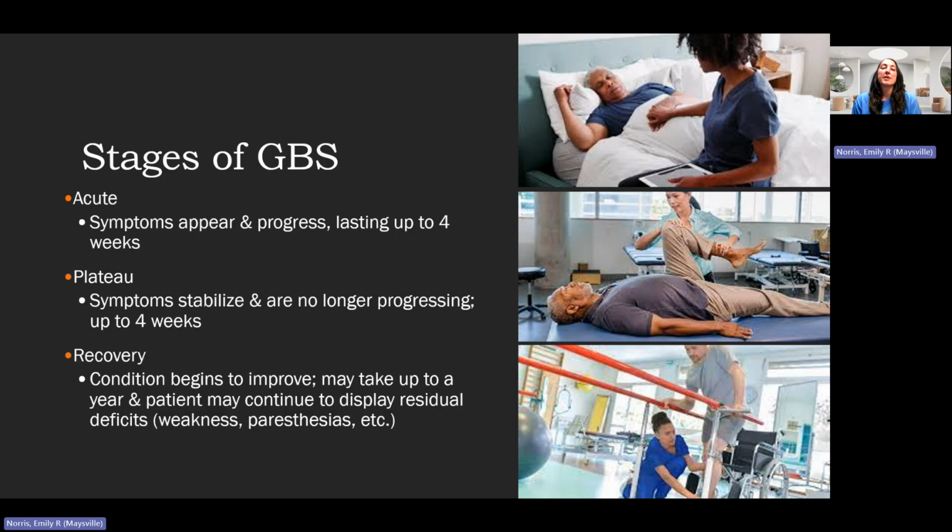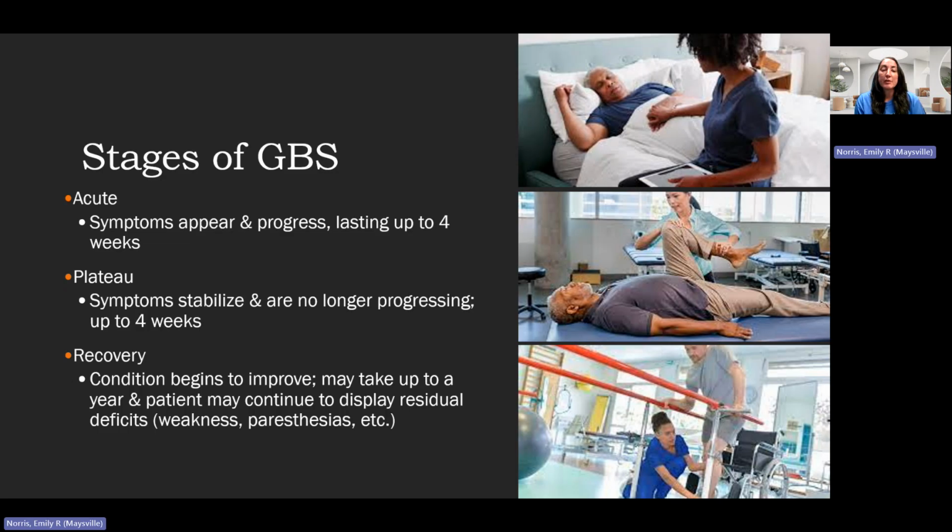Acute, the symptoms appear and progress. This is typically about a 4-week period of time. So typically it comes on quickly and progresses and gets worse within the first 4 weeks. Then the symptoms plateau and are no longer getting worse. This can last up to 4 weeks, in addition to the acute period.